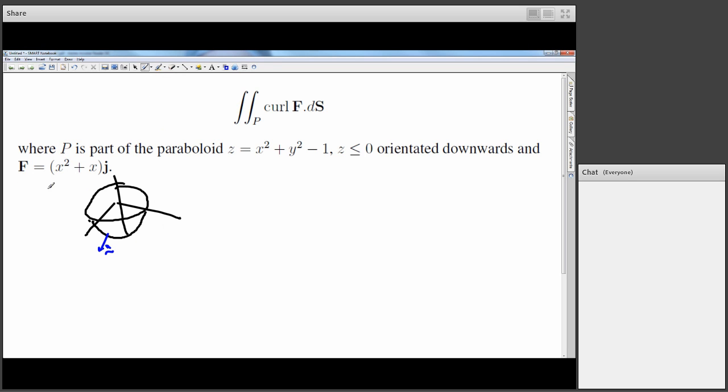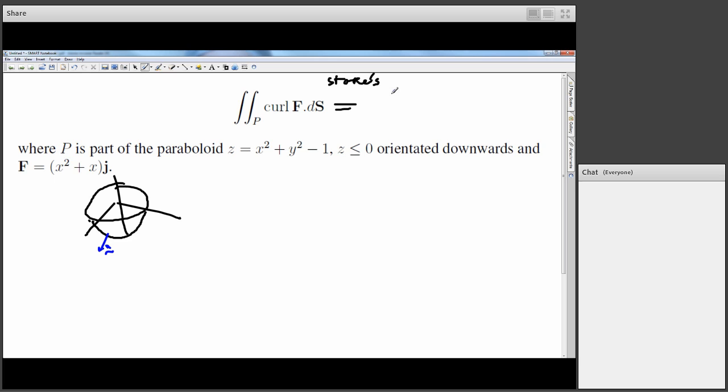And then we have a vector field F equals x squared plus xy. Which you could draw if you wanted to, but let's not colour the picture. So that's our paraboloid. So we want to work out how much of this vector field is flowing out of this region towards the bottom. Now, because there's a curl there, that really makes it look like we should try to use Stokes' theorem.